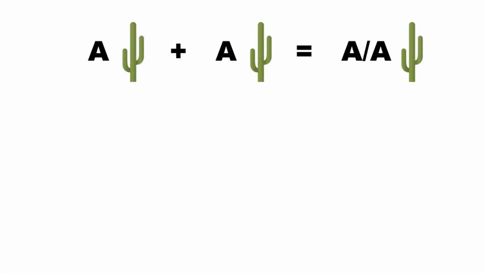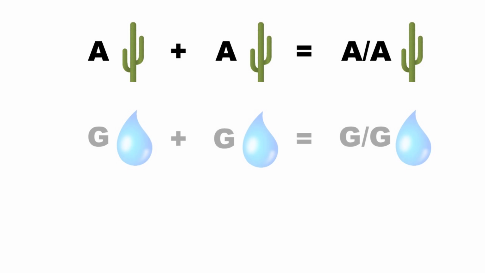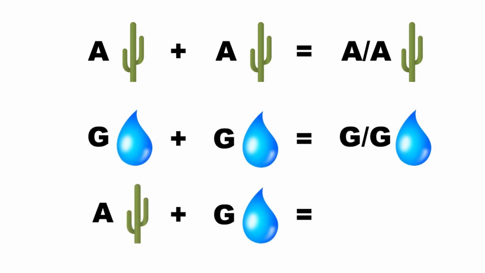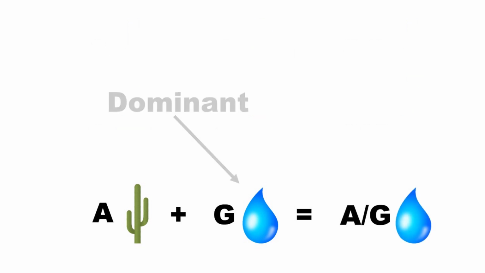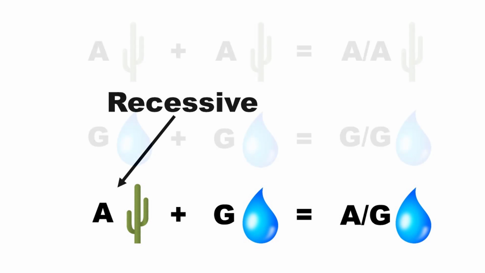If you have 2 copies of dry, your earwax is dry. If you have 2 copies of wet, your earwax is wet. But what if you have one of each? The answer is, it's wet. As such, we say the wet gene variant is dominant over the dry variant, and the dry gene variant is recessive to the wet one.